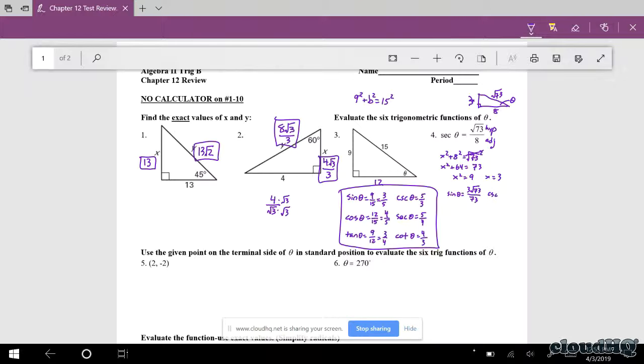Meanwhile, cosecant, prior to rationalizing, I had 3 over square root of 73, so reciprocate that, square root of 73 over 3. Cosine would be 8 over square root of 73, so 8 square roots of 73 over 73. We already knew what secant was. We already had that one given to us, so I can skip that. So tangent, opposite over adjacent, 3/8. So cotangent would be the reciprocal, 8/3.